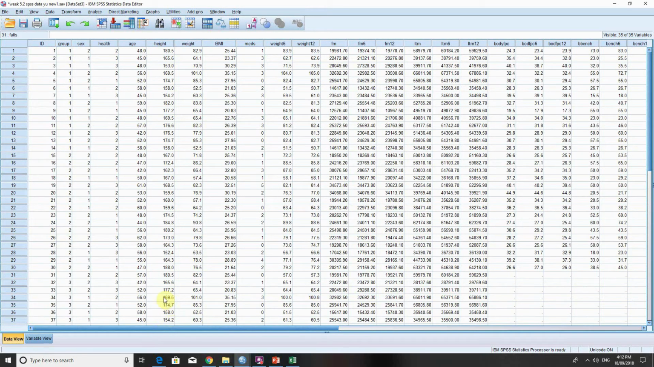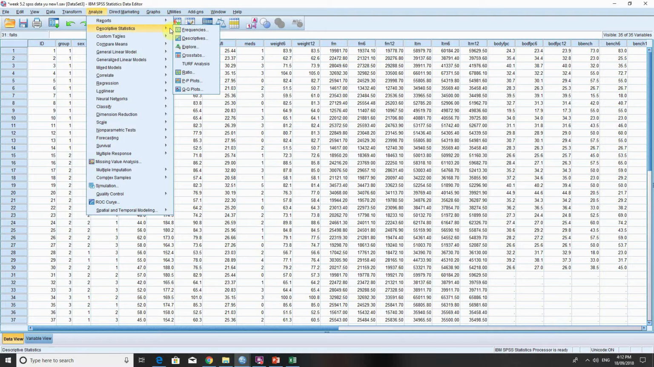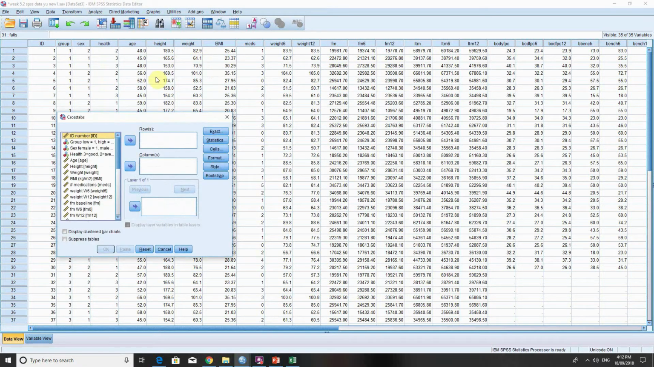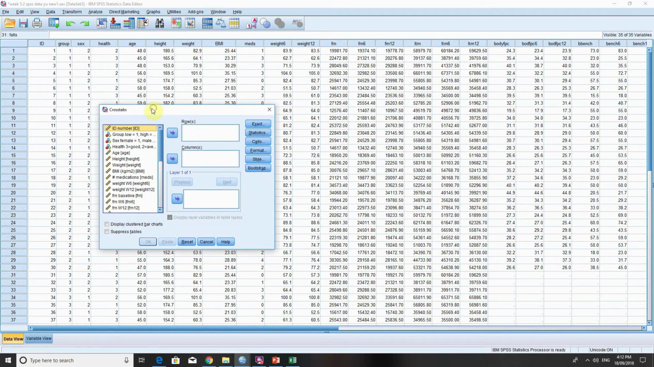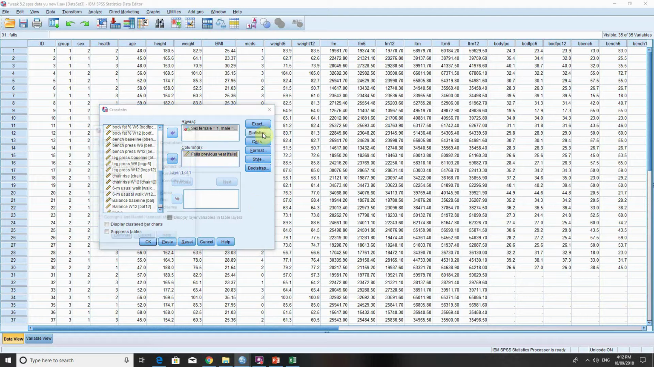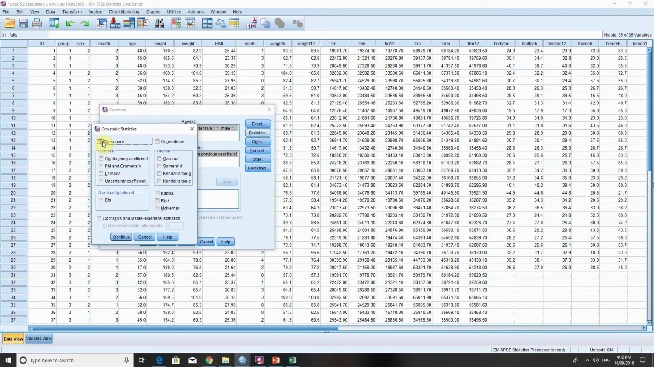So to do a chi-square test, what I'm going to do is go to Analyze, Descriptive Statistics, and Crosstabs. Because I'm looking at gender and falls, I'll put gender in the rows, and then I'll find falls in previous year and put it in the columns. Under the statistics button, I'll make sure I have pressed chi-square, which is the only test we need to worry about.